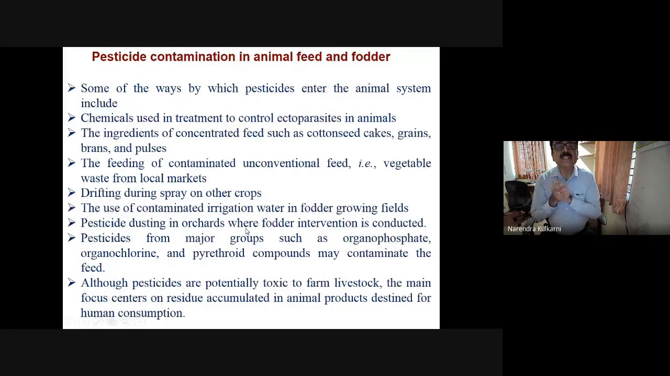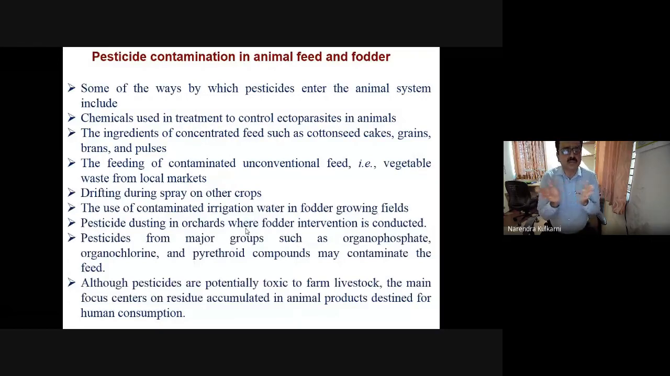Then, pesticide contamination of animal feed and fodder. Yes, these are some of the ways by which pesticides enter the animal system: chemicals used in controlling the ectoparasites of animals also enter the chain of milk and milk products or animal products; indigenous and concentrated feeds such as cottonseed cakes, grains, bran and pulses can be contaminated with pesticides; feeding of unconventional feed, maybe vegetable waste from the local market, contains pesticide residues; drifting during spray of other crops; the use of contaminated irrigation water in fodder growing fields; and pesticide dusting in orchards where fodder intercropping is conducted.